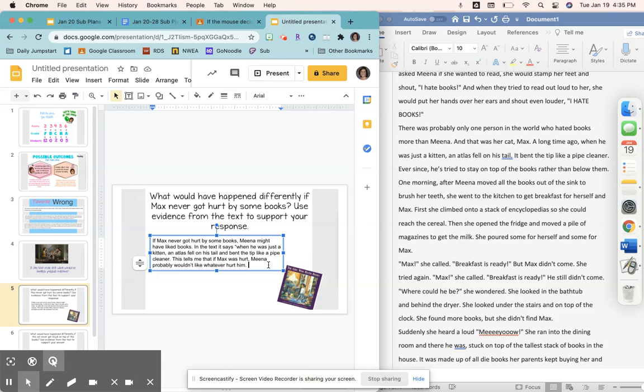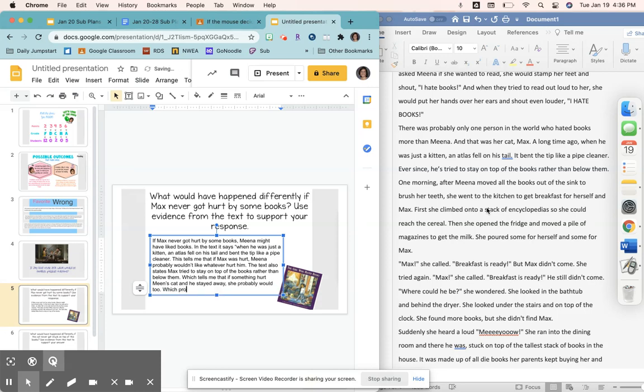Now I'm ready for my second back it up detail from the text, and I'm going to explain it. The text also states, now let's go back to the text. What else does it say? It says, ever since, he's tried to stay on top of books rather than below them. Makes sense. The text also states, Max tried to stay on top of the books. Let me go back to the text. Rather than below them. Which tells me that if something hurt Mina's cat and he stayed away, she probably would too.